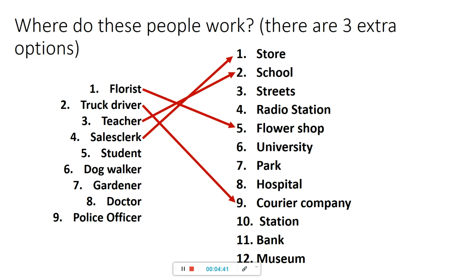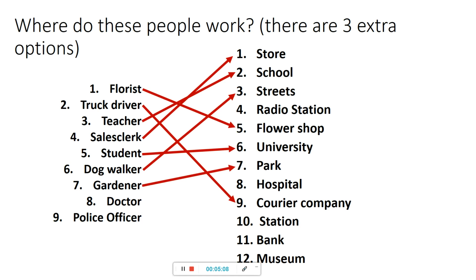Now, the sales clerk could work anywhere, podría trabajar en cualquier lado, anywhere where you have a register, ¿no es cierto? Donde puede haber una posición de cajero o de vendedor. Next we have student. This one goes with the university but also could be at school. Next we have the dog walker. 2 possibilities: on the streets and also at parks. Next, we have the gardener that we are going to link with the park, of course.